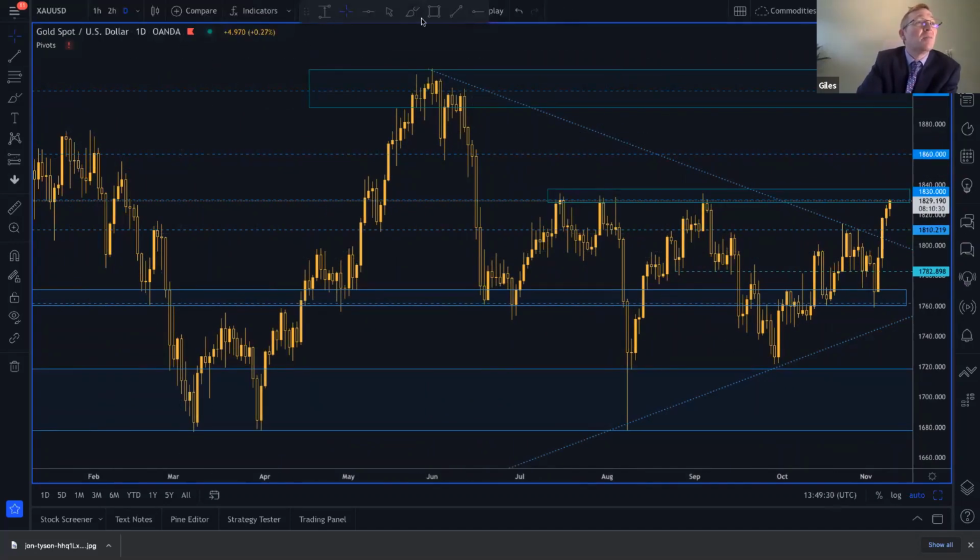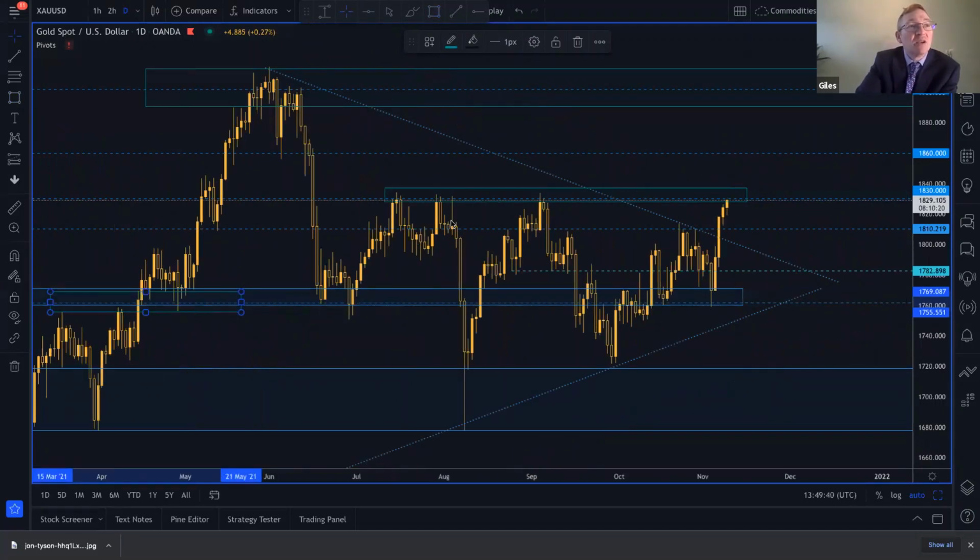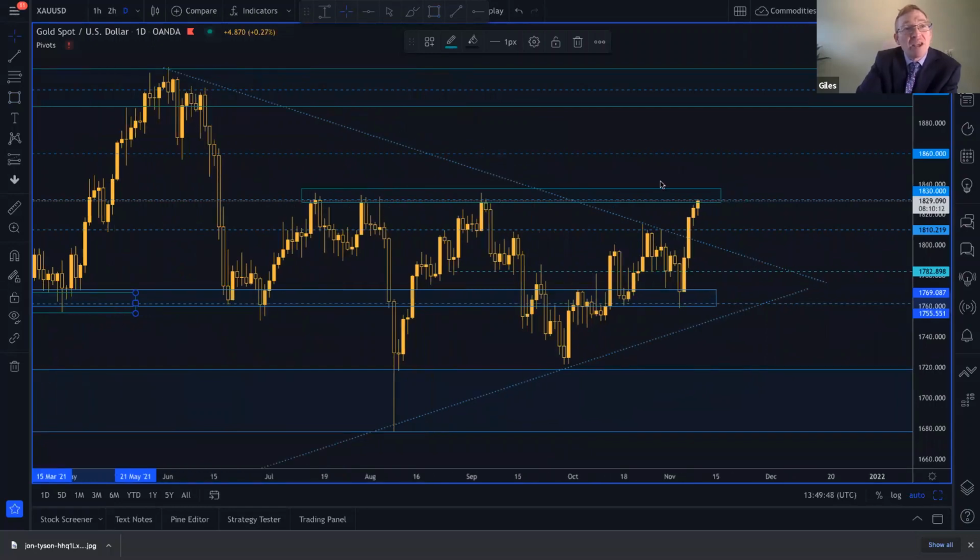So you see here, that line there. So resistance breaks, and then it becomes support. That's exactly what we're looking for here. That's resistance, resistance, resistance. If that breaks, you'd expect it to move up to 1860, then that becomes support. So what I'm looking for here is this to break. It may be that there's a retracement, or maybe not.